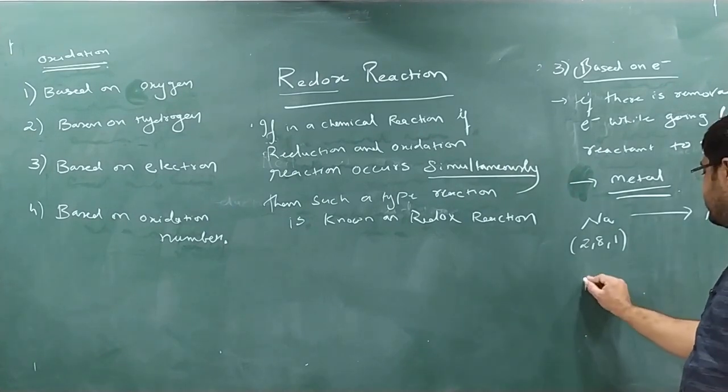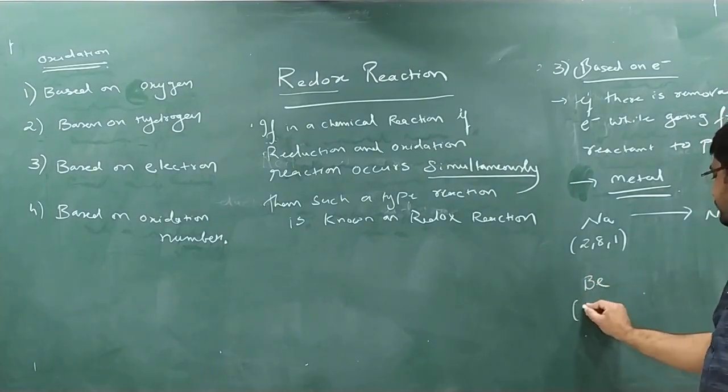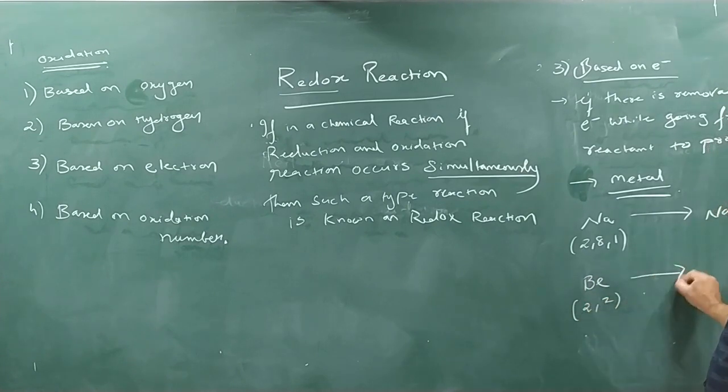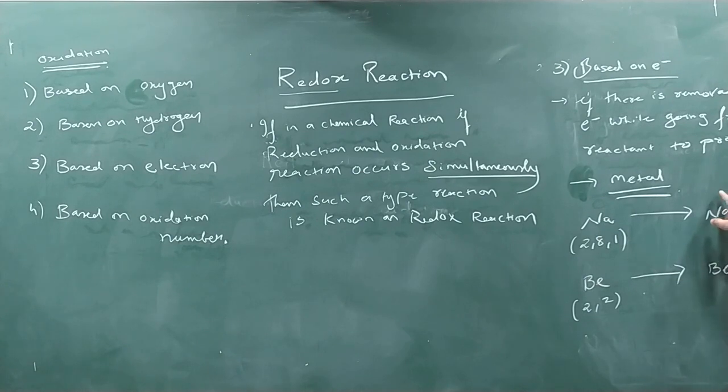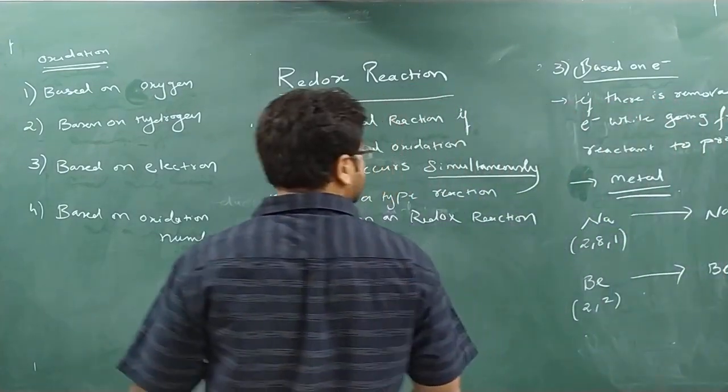Or you can take beryllium. Atomic number is 4, so 2, 2. So it will lose 2 electrons, means it will get Be plus 2. Such a type of chemical reaction is known as an oxidation reaction. Now if you see here, the net charge is 0, and here also the net charge is plus 1 and minus 1, means the net charge is 0. So the charge also should be balanced. This we will discuss in further classes.